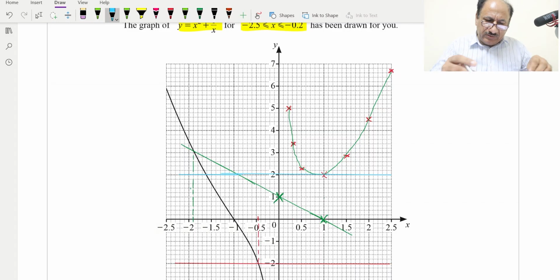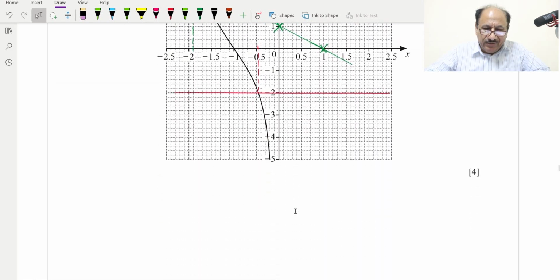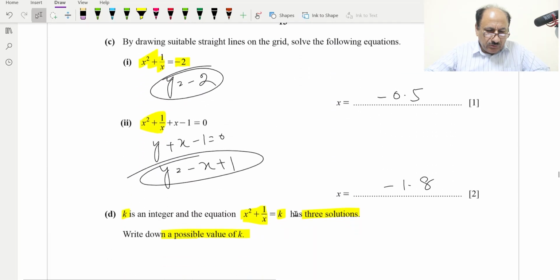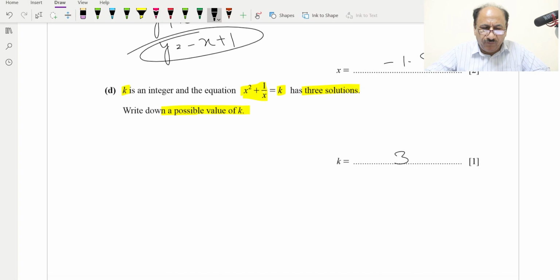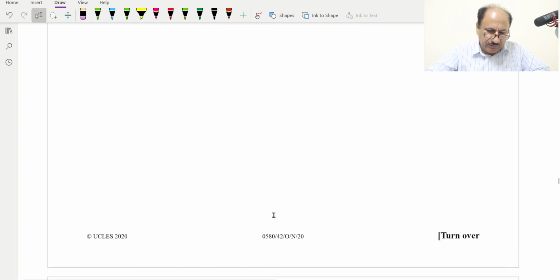So above this line, we can give any value like y is equal to 3 or 4, 5, 6, whatever. So we can provide up to basically 3, 4. I'm giving basically 3. Okay, I will give y is equal to 3 or k is equal to 3. So k is equal to 3. We can provide this answer. Even 4 also will be correct.